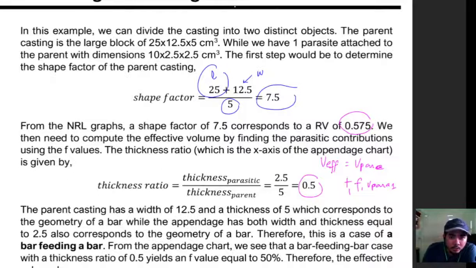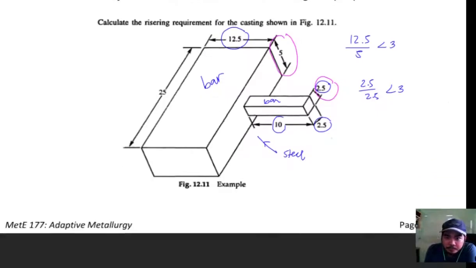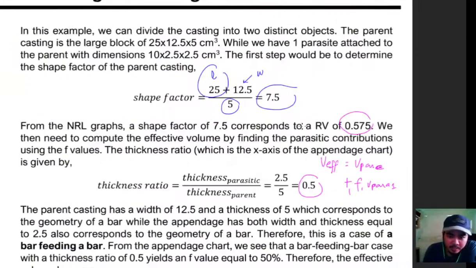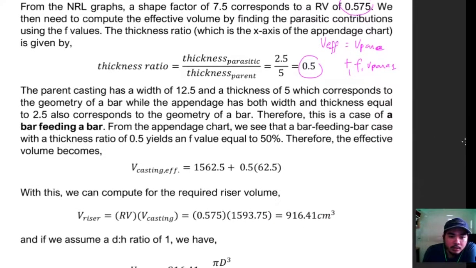So, if we use the chart, yung appendage chart, this is a bar feeding bar, so we'll use the middle line, and we have 0.5. So 0.5 corresponds to 50%. Tama? So if it's 50%, then our F value is equal to 0.5. So our volume of our casting is just equal to the volume of the parent.